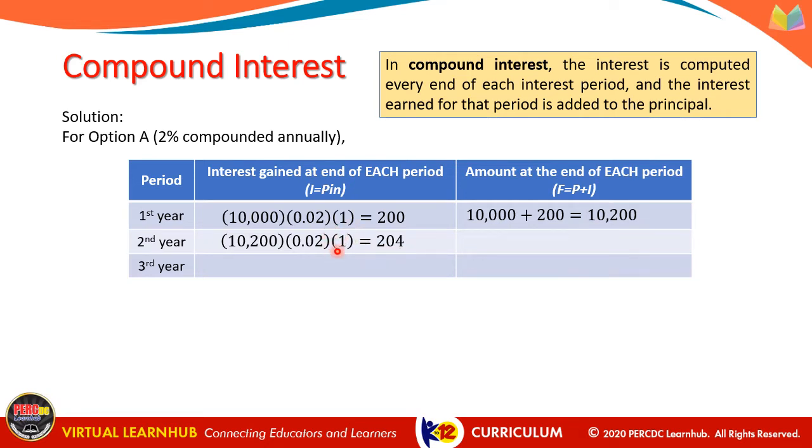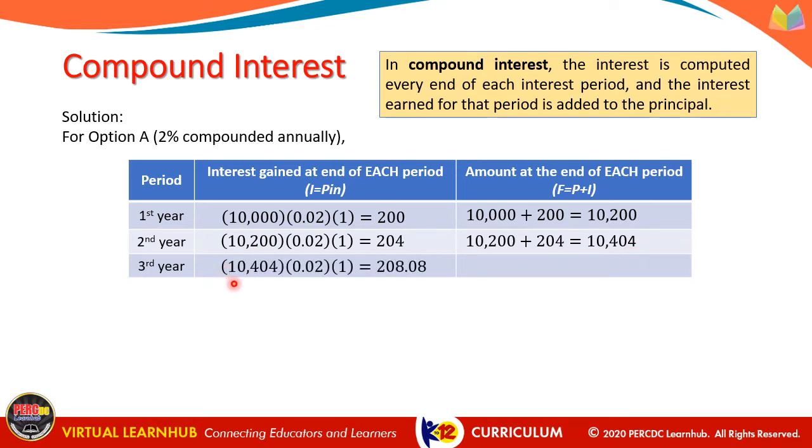Okay? For N, we use 1 because in compound interest, interest is computed at every end of each interest period. We use here 1 and not 2 because this is just another 1 year, the second year. Okay? And for the principal, we use 10,200 because in compound interest, the interest earned for that period is added to the principal. So we use here the value of money at the end of first year as the principal for the second year. Okay? So at the end of second year, the money will become 10,200 plus 204, which is equal to 10,404. Okay?